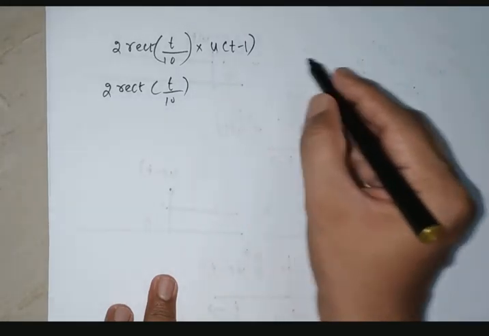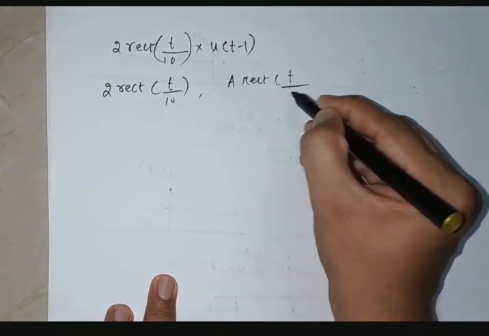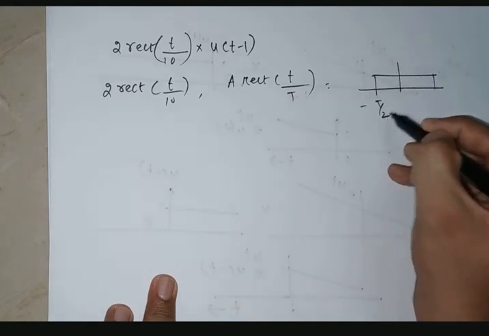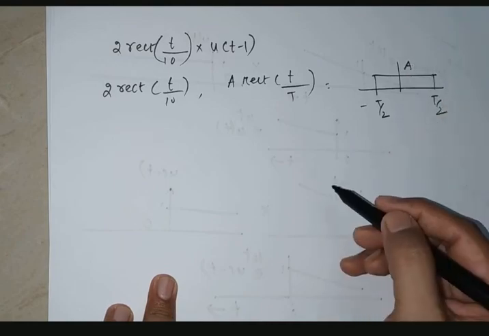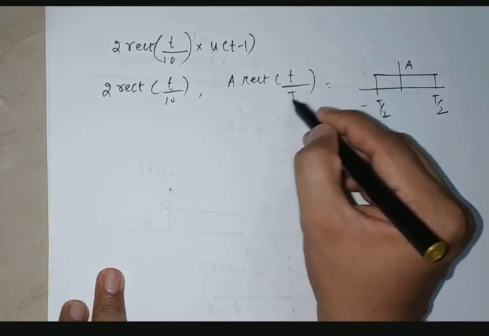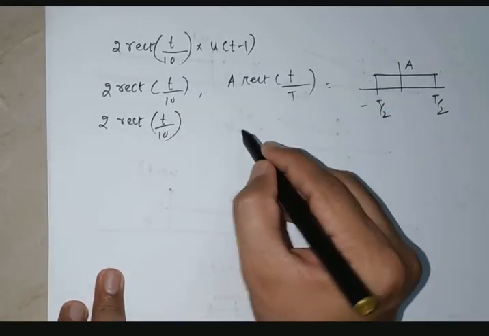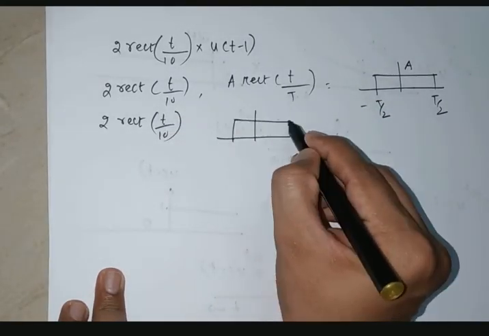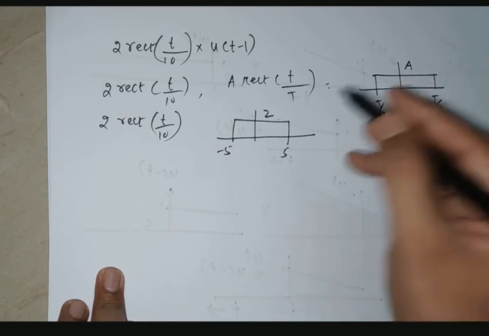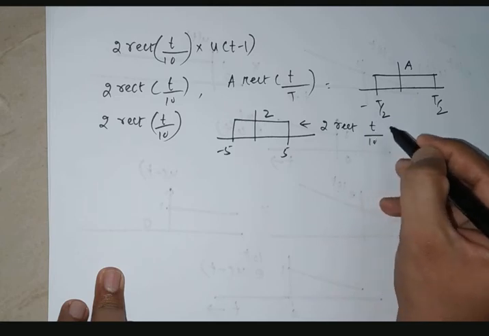How to plot? This is in general the function a rectangular t by capital T, and the plot is like this, from minus t by 2 to plus t by 2, with height a. This is the plot, in general a rectangular signal. Now for this 2 rectangular t by 10, if you do the plot, here a is 2 and t is 10, so it is from minus 5 to plus 5. This is your 2 rectangular t by 10.